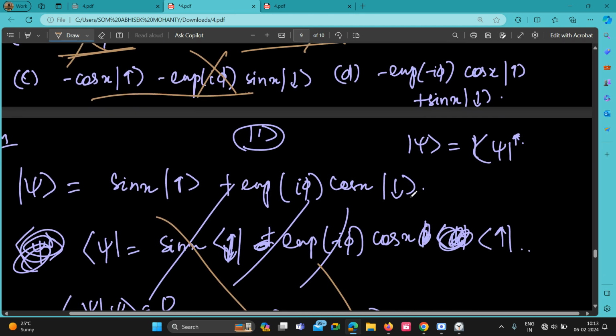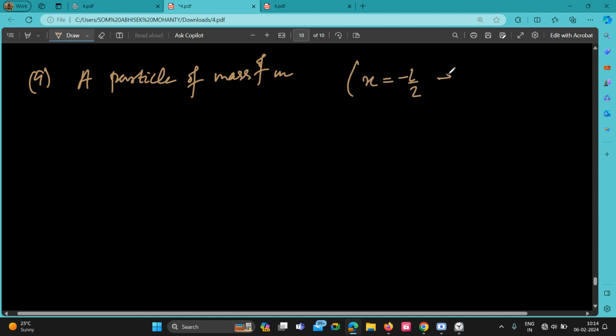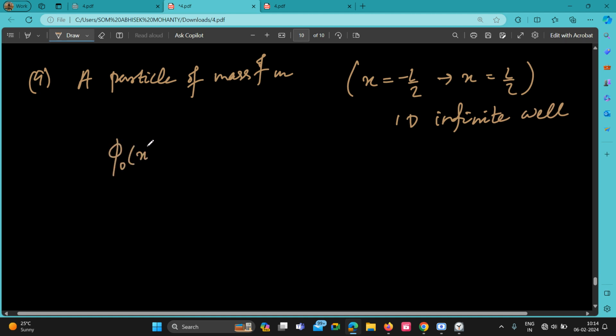Okay, write another question. Question number 9. A particle of mass m is in an infinite 1D well from x is equal to minus L by 2 to x is equal to L by 2. Let me write it in shortcut, it's a long question. The particle is in the ground state phi naught x is equal to root over 2 by L cos pi x by L.